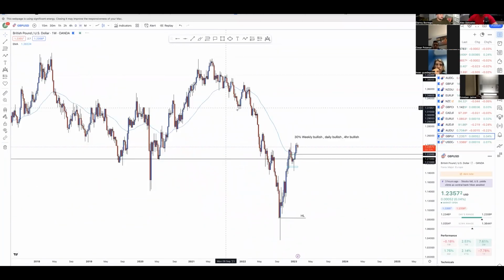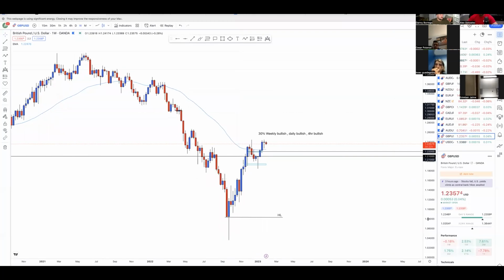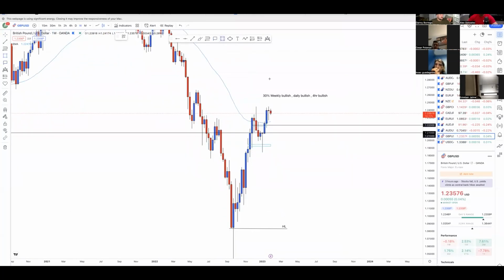GBP/USD on the weekly time frame, we are technically bullish. So we can come back and we're looking to retest this zone right here. And my bad, guys, if I'm drained and don't sound like I have a lot of energy, it's the planes and all that stuff. So we have this weekly pullback.